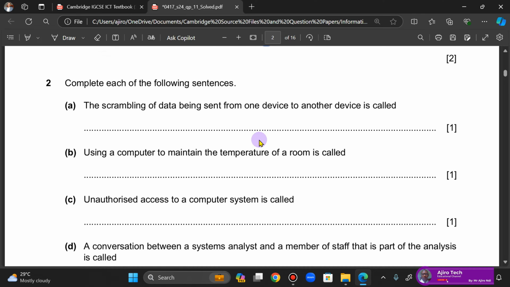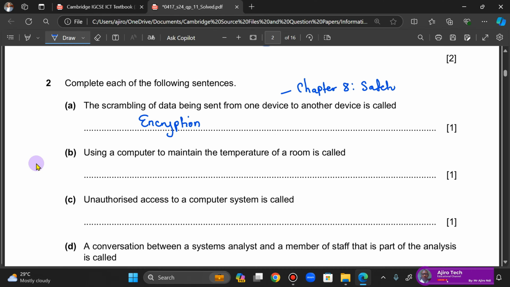Complete each of the following sentences. The first part is the scrambling of data being sent from one device to another device. When something is scrambled, it simply means that it is unreadable. It's useless to anybody that will have access to it. And that is what we call encryption. You will see this in chapter 8 of the textbook, which is safety and security.